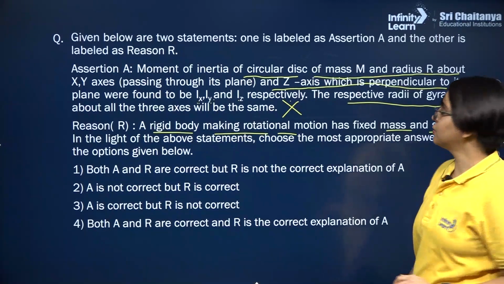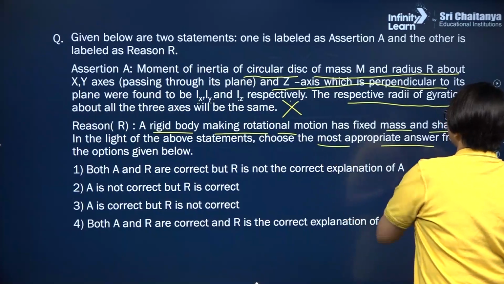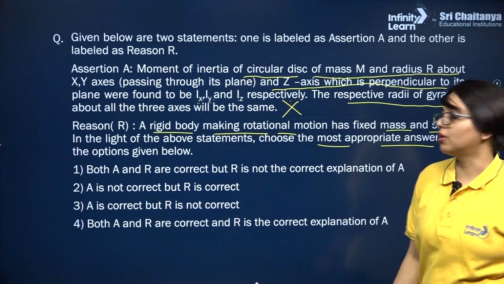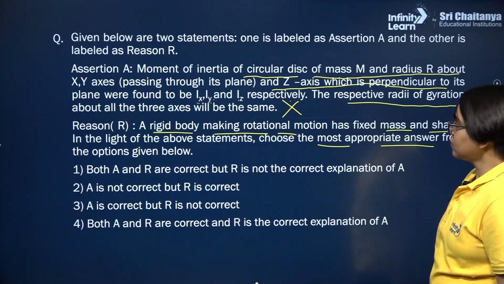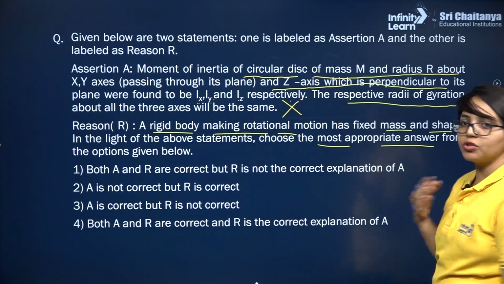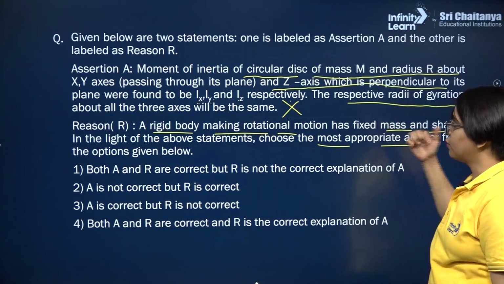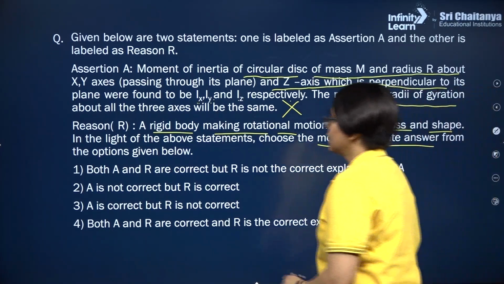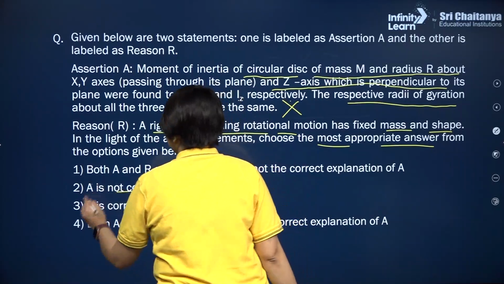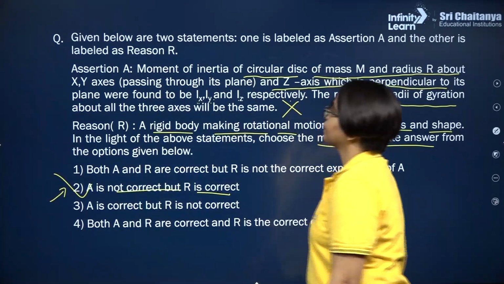Reason: a rigid body making rotational motion has fixed mass and shape. In the light of the above statements, choose the most appropriate answer from the options given below. So, a rigid body making rotational motion has fixed mass and shape, that is also true. Okay. So the assertion is false, but the reason is true. So A is not correct, R is correct. So the correct answer is option 2.